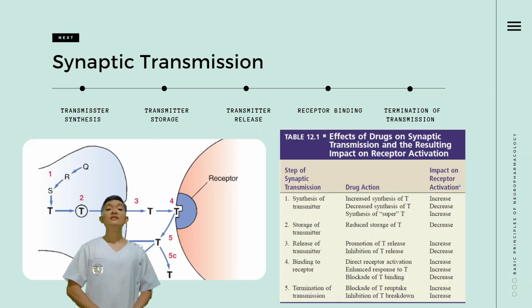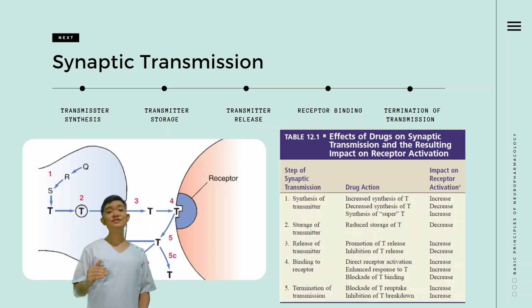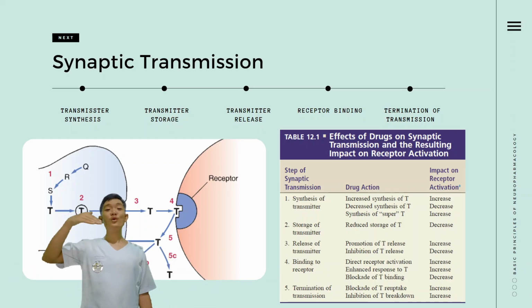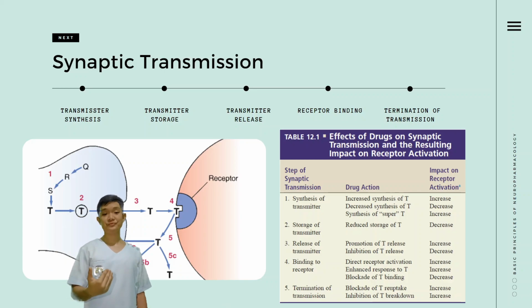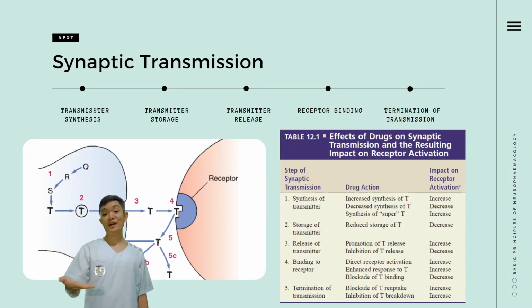Drugs can affect receptor activation in synaptic transmission in various ways, including increasing or decreasing transmitter synthesis, promoting or impeding storage and release, acting as agonist or antagonist by binding to receptors, blocking uptake, and inhibiting degradation. These actions can either increase or decrease receptor activation. For further information, please refer to Table 12.1 and pause.